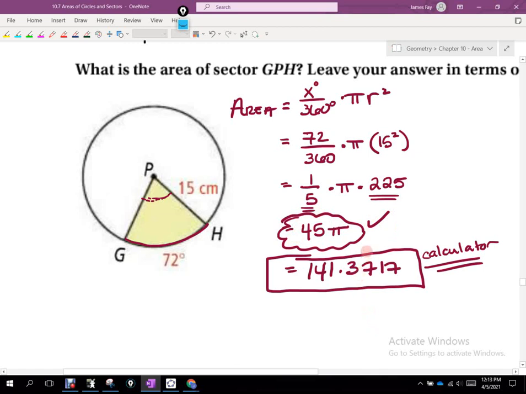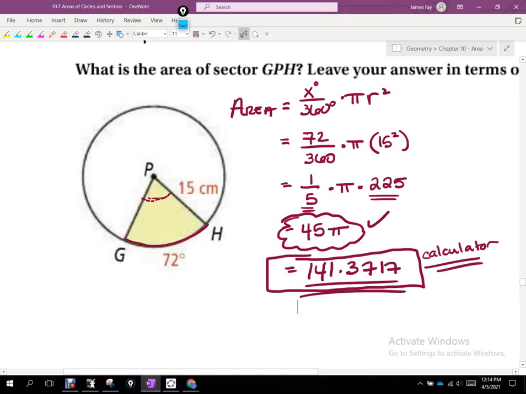If I asked you, maybe we're making a circular patio, and I tell you to go to Lowe's and get 45 pi square feet of pavers, you're going to look at me like I'm an idiot, right? Okay. And you would grab your calculator and say, okay, I need 141 square feet or more than that, okay?